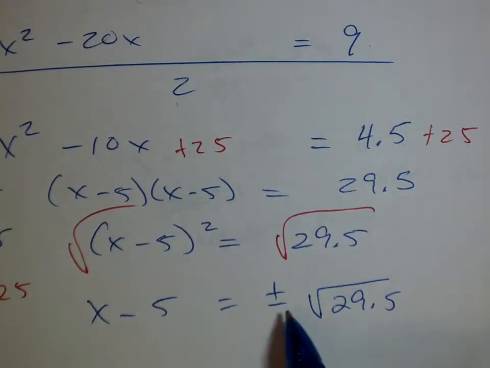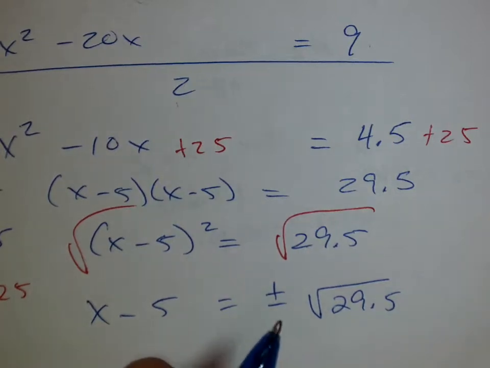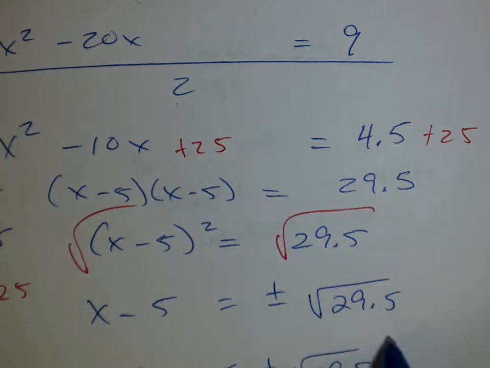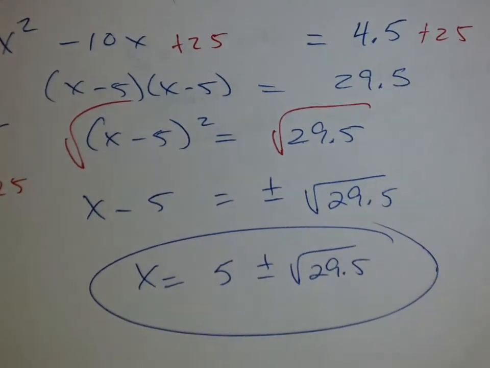And that is two answers, a positive and negative. And if I add the 5, I get x equals 5 plus or minus the square root of 29.5. Now the one tomorrow won't have a decimal in it, okay? It'll be a much nicer problem.